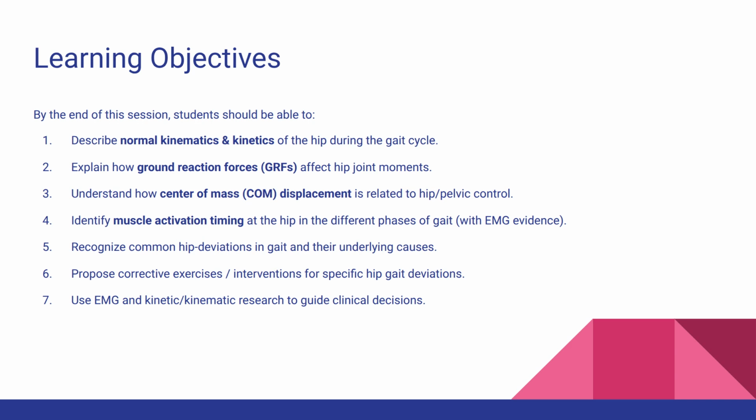Let's briefly frame the learning objectives so you know exactly where we're going. First, you should be able to describe normal hip kinematics and kinetics during gait. Kinematics refer to motion: joint angles, positions, displacement. Kinetics refers to forces and moments. You cannot treat gait effectively if you only understand one of those concepts.